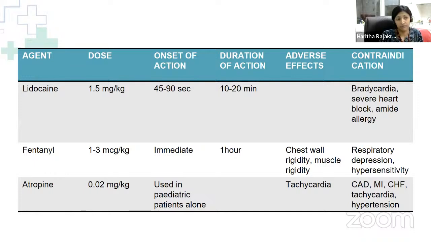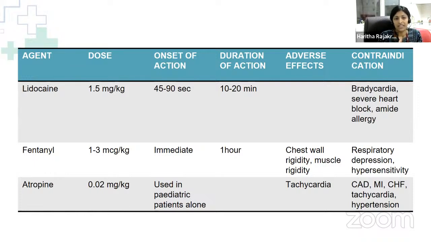First, if you look at lidocaine, as I said, it's not commonly used, but there are still some situations where you tend to use it. The dose of lidocaine which we use is 1.5 mg per kg. It has an onset of action of around 45 to 90 seconds, and the duration of action is shorter, actually 10 to 20 minutes. The contraindications are bradycardia or severe heart block and amide allergy.